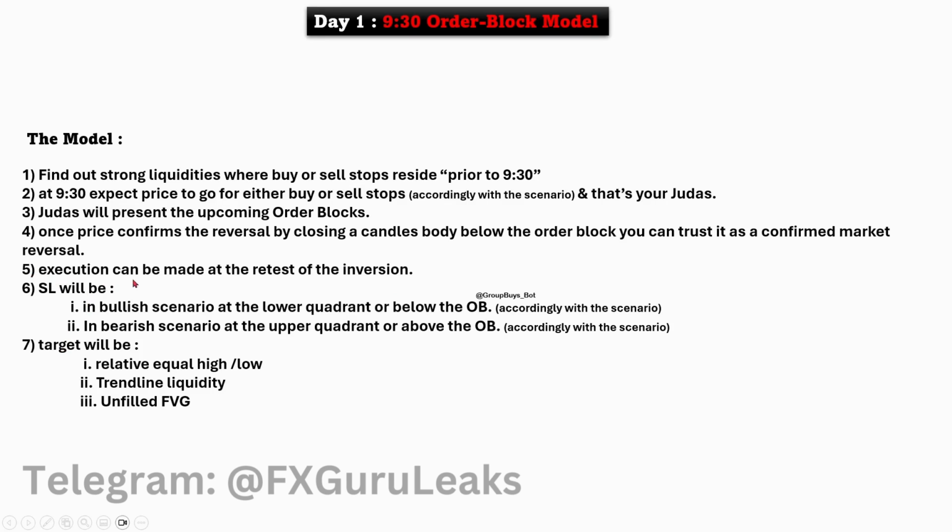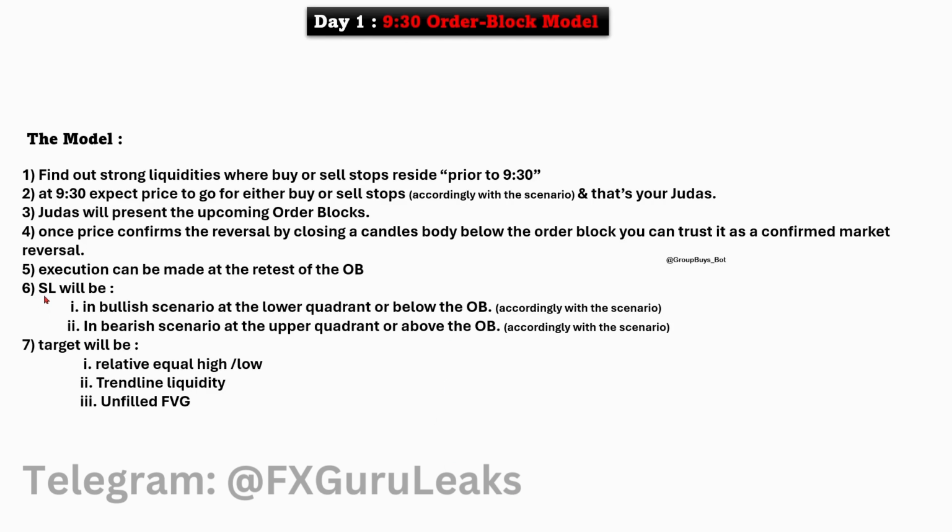Our fifth point is execution can be made at the retest of the inversion or the order block. Okay, so I wrote it wrong right here. I'm going to be correcting it. All right, now it's good. It was supposed to be order block, not inversion. So execution can be made at the retest of the order block after price goes below the Judas low and closes a candle's body. Only then you will have a confirmed order block and a confirmed reversal. So you are waiting for price to do the Judas, then price to go below the Judas and close a candle's body, and then you will have your high probability order block.